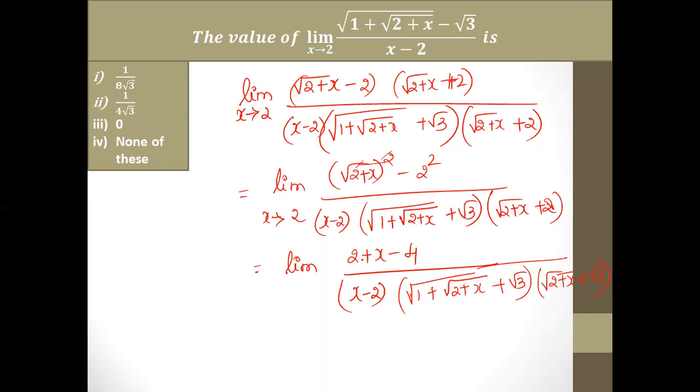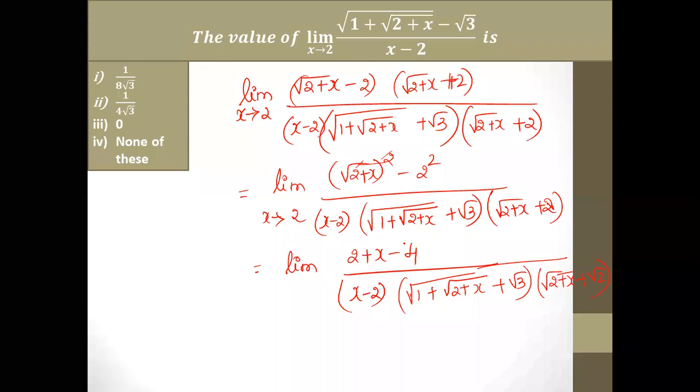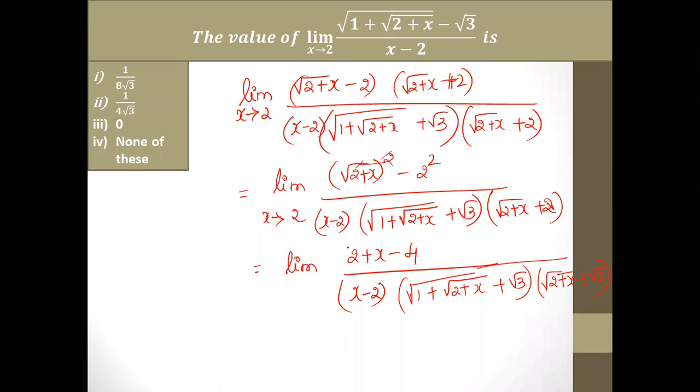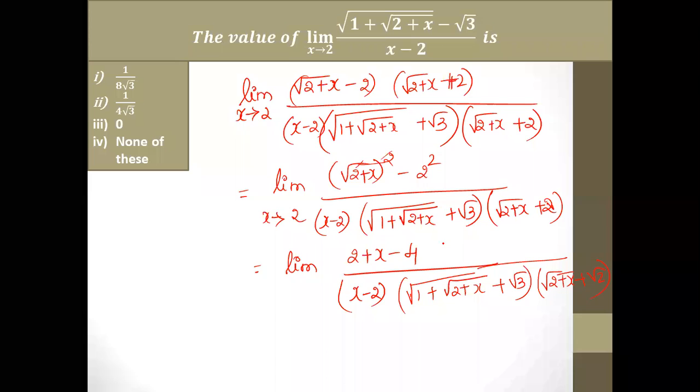Okay, so it is 2 minus 4. What happens to 2 minus 4? 2 minus 4 is minus 2. Correct? So numerator ಏನಾಗುತ್ತೆ? What happens to the numerator? What will be remaining? X minus 2 ಉಳಿತದೆ.